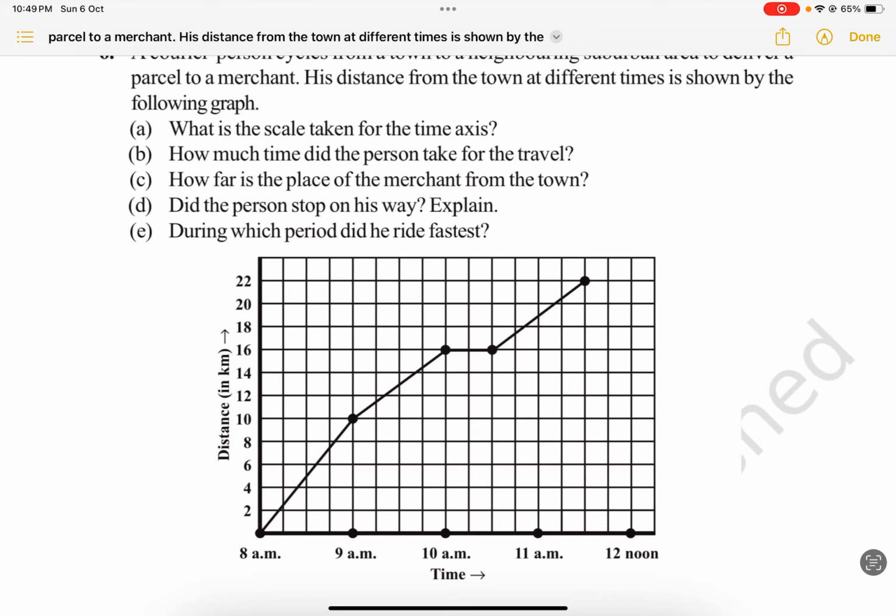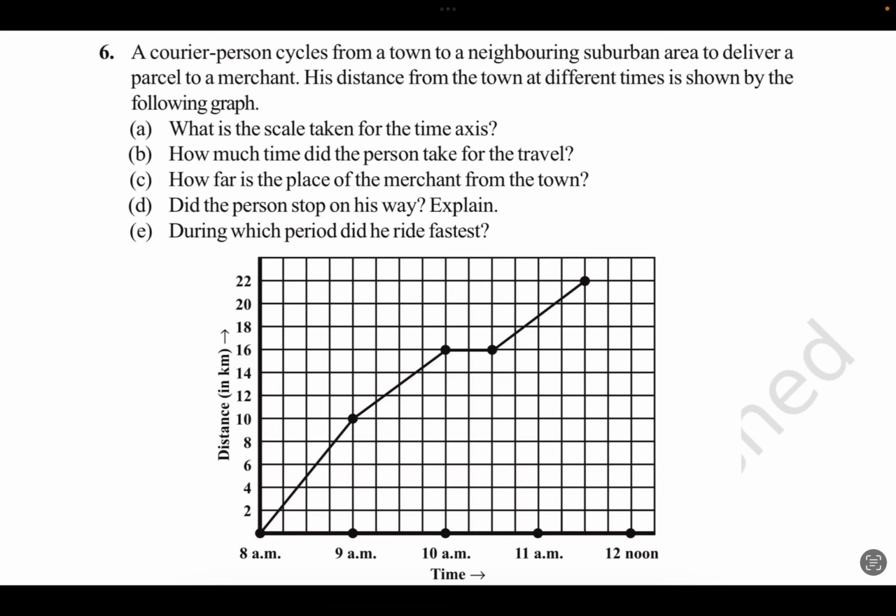The person took how much time for the travel totally? It started at 8 o'clock, then 9 o'clock, this much distance they have covered, 10 o'clock and 11 o'clock, and around 11:30 it reached 22 kilometers. So totally how many hours did the person take to travel? It is 1, 2, 3, and it is not up to 12, up to 11:30 it is stopped. So 3.5 hours were actually taken for travel.